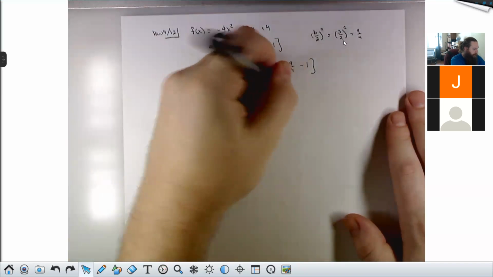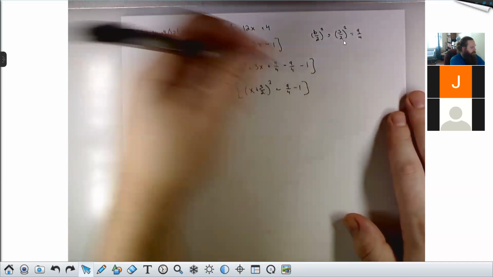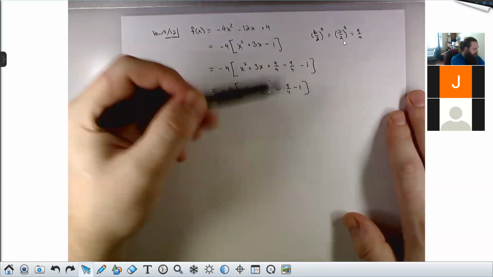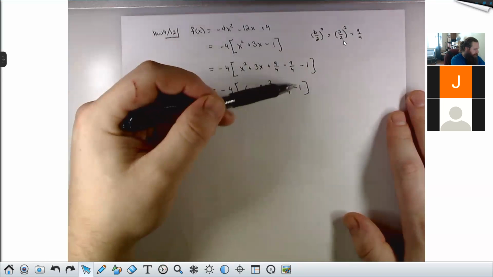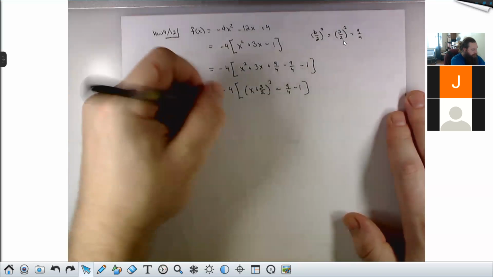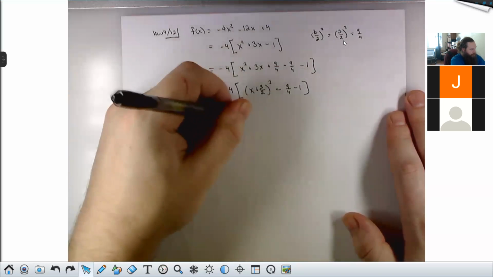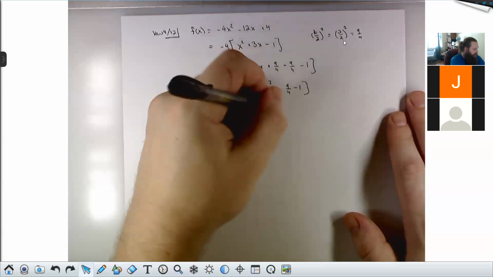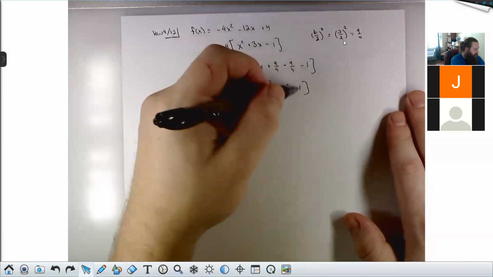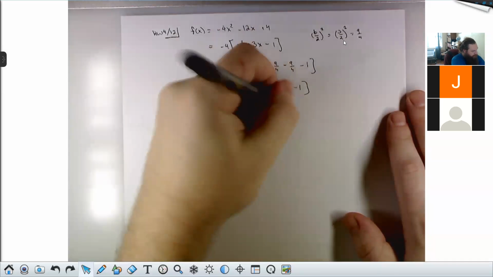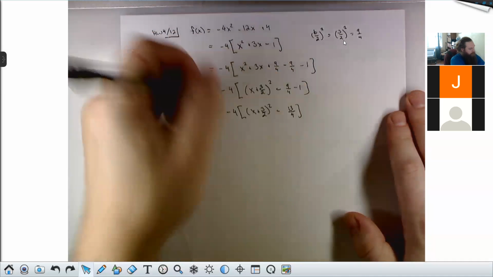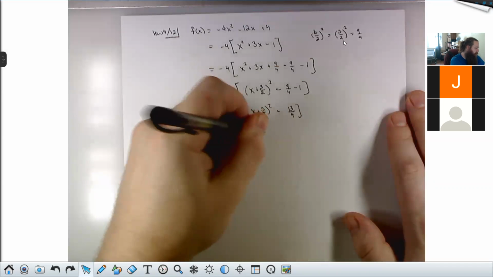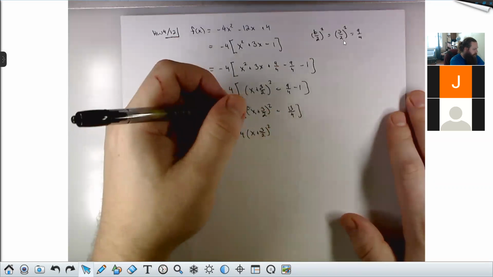And then you've still got your minus 9/4 minus 1. 9/4 and 1 is 4/4. So that's negative 9/4 minus 4/4, which is negative 13/4. So this is negative 4 times x plus 3 halves squared. And then both of these are negative, right? So the 9 and the 4, so 13. And then distributing the negative 4, we've got negative 4 times quantity x plus 3 halves squared plus 13.